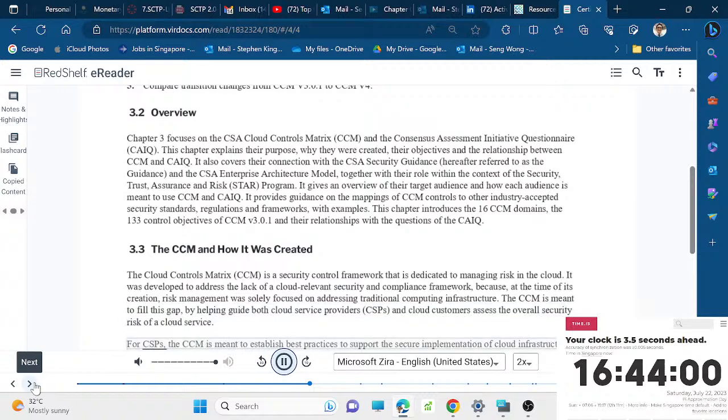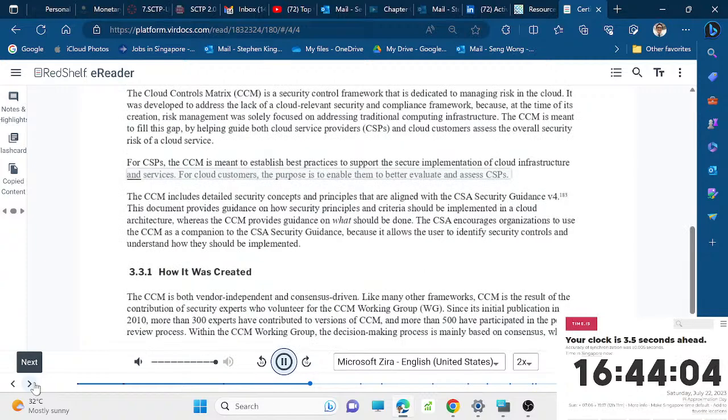For CSPs, the CCM is meant to establish best practices to support the secure implementation of cloud infrastructure and services. For cloud customers, the purpose is to enable them to better evaluate and assess CSPs. The CCM includes detailed security concepts and principles that are aligned with the CSA Security Guidance v4. This document provides guidance on how security principles and criteria should be implemented in a cloud architecture, whereas the CCM provides guidance on what should be done. The CSA encourages organizations to use the CCM as a companion to the CSA Security Guidance, because it allows the user to identify security controls and understand how they should be implemented.